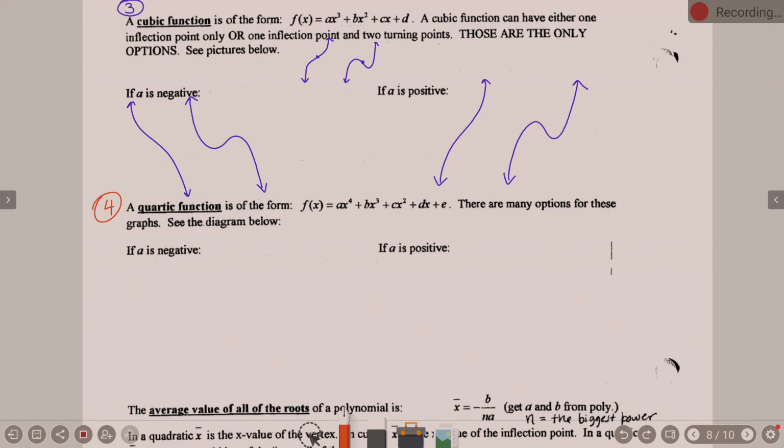So generally speaking, if a is negative, what do we know? It'd be down, down, right? Now, the basic x to the fourth graph, without the middle x terms, is a wide parabola. That should be flatter along the edge, not lopsided like that, but a basic x to the fourth. If you just graph y equals x to the fourth on your calculator, you're going to get a parabola that has a wider base.